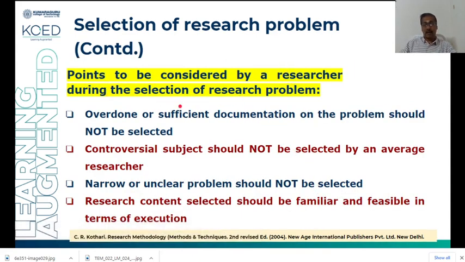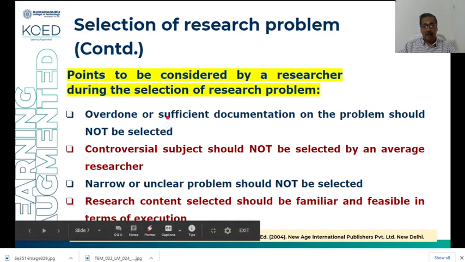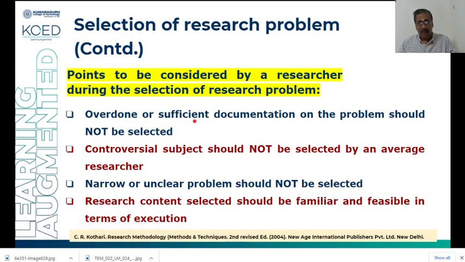So what points should be considered by the researcher while selecting a problem? When you say this is the research problem, what points do you have to consider? You have to consider all these points. Then only you can say yes, this is the real research problem. If there is sufficient documentation, or it is overdone, right?